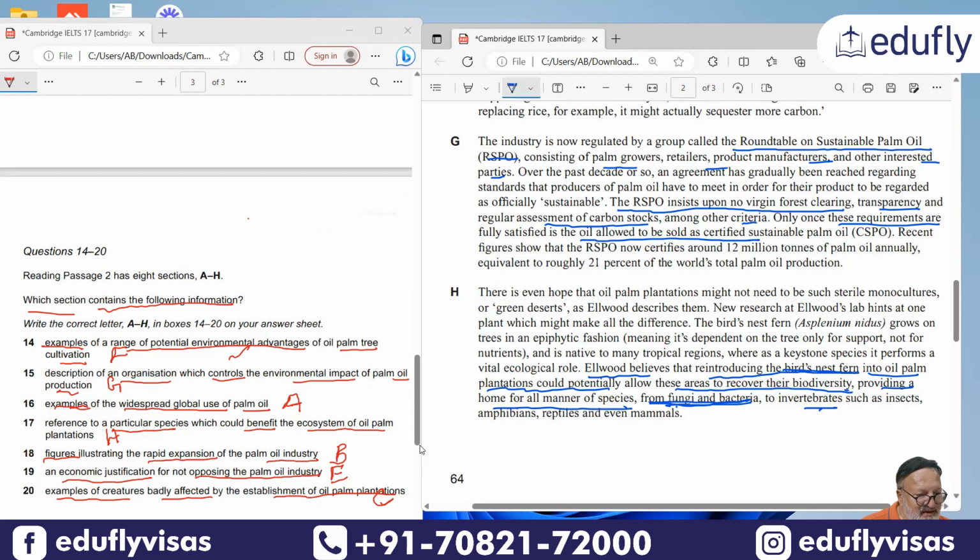We know bird's nest, and what do we have? Which could benefit the ecosystem. We know these are benefits. So it has to be H.